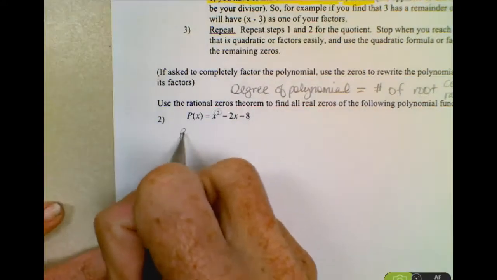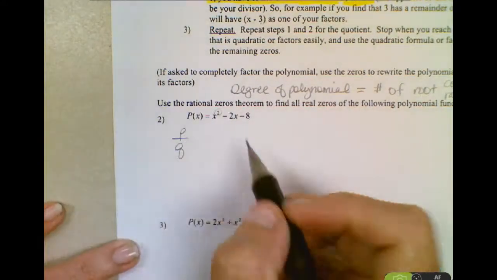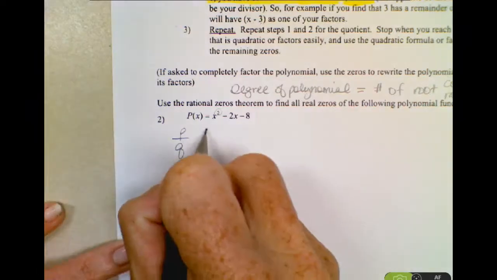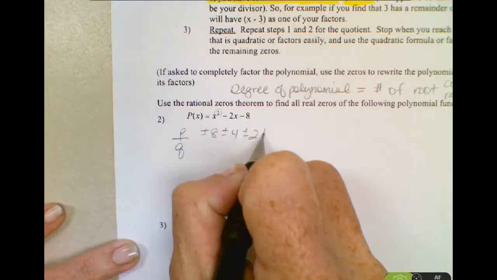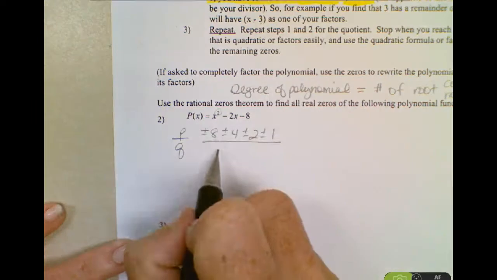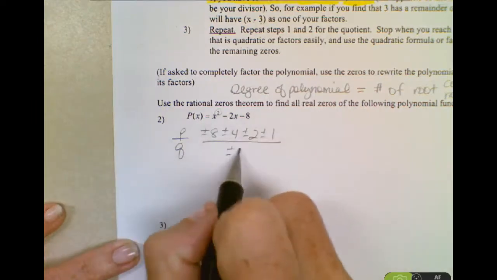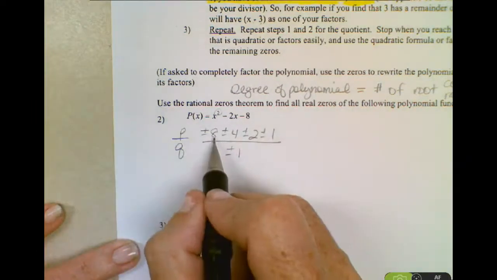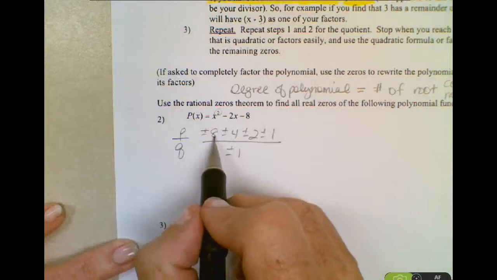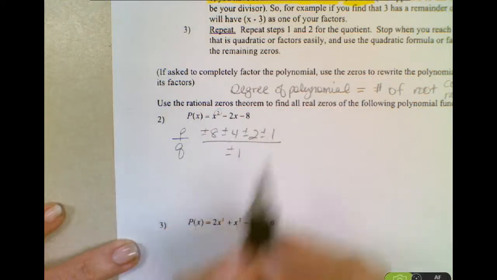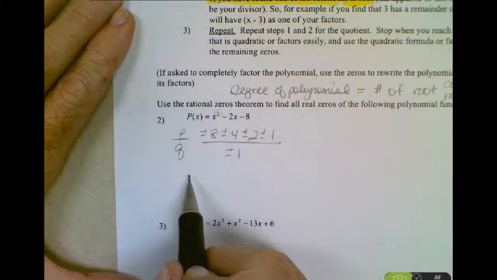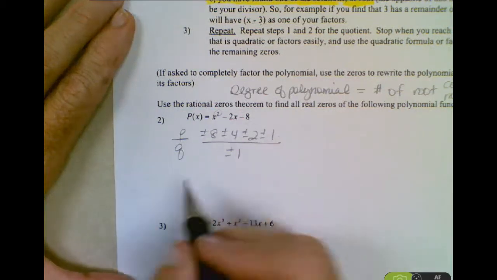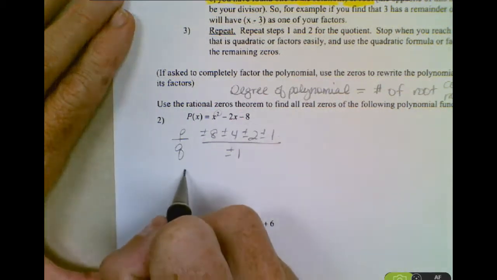So again, write down all your possibilities of P over Q. You have plus or minus 8, plus or minus 4, plus or minus 2, plus or minus 1. And for Q, you just have plus or minus 1. So that makes all of our possibilities really easy. They're just plus or minus 8, 4, 2, and 1. And it doesn't really matter which one you want to start with first. You need to move through all of these until you find at least one of your solutions.